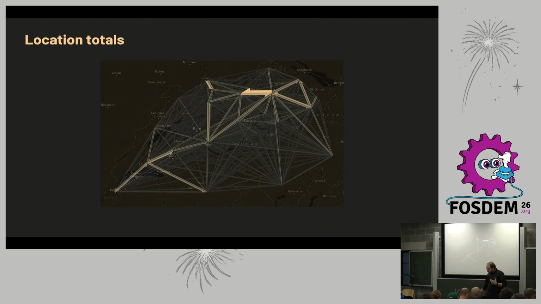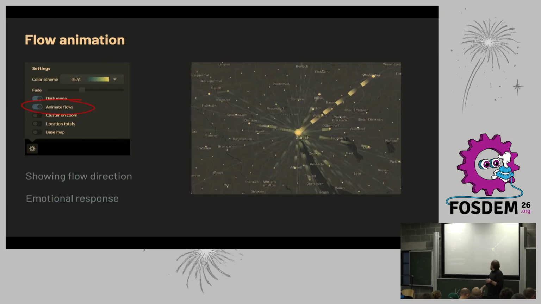Then, the location totals are represented as circle sizes. It's a bit more complex than that, but I won't go into the detail. There is an alternative way of representing the directionality of the arrows. You can use this fancy animation. Sometimes it's actually more readable, but often it's just more appealing.